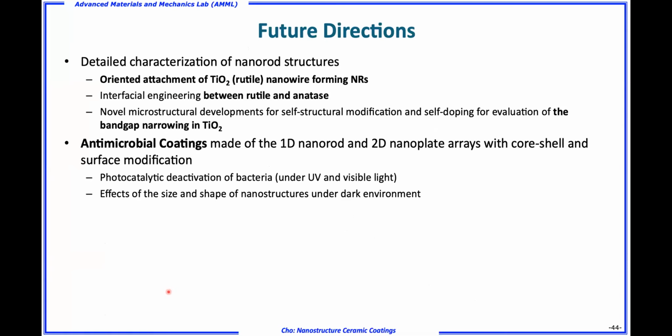So this is going to be our future direction. We are going to continuously characterize this oriented attachment of the titania rutile nanowires that forms a nanorod. Currently it's imperfectly oriented, so it didn't make the single crystal nanorod yet. So we tried to generate this single crystal nanorod through this oriented attachment idea and are continuously working on some hybrid approach. And we are also going to look at the possibility of band gap narrowing so that the surface can be more responsive to visible light exposure.